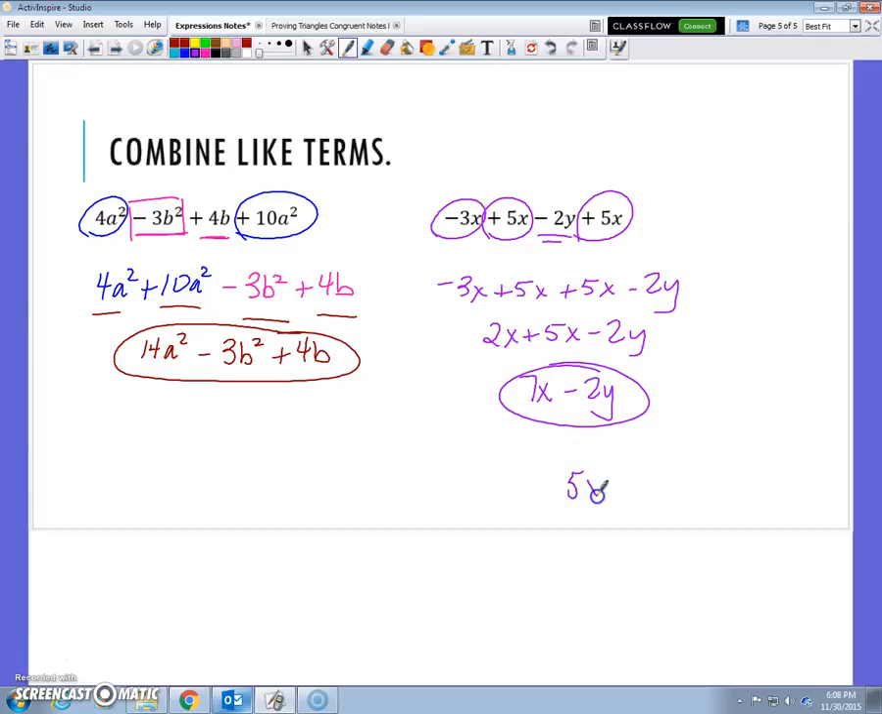Please do not change this to 5xy. Okay, that is not correct. Those are different things. These are apples, these are oranges. I can't take oranges away from apples and get apple oranges. It doesn't happen. It doesn't work that way.